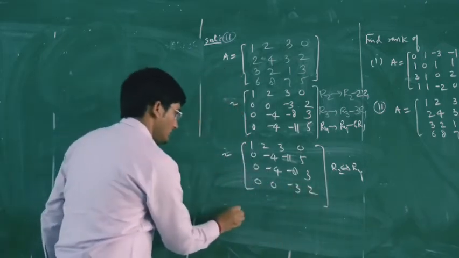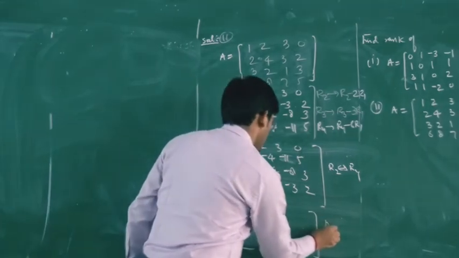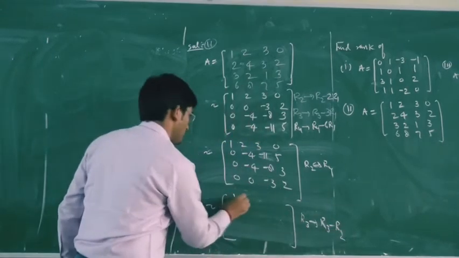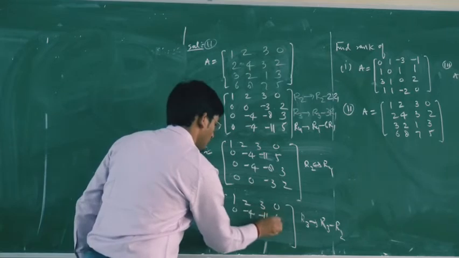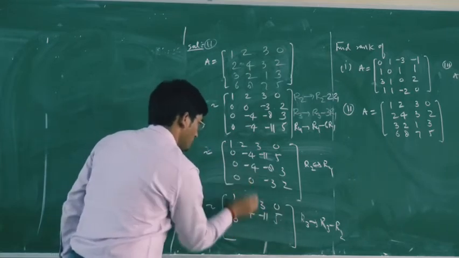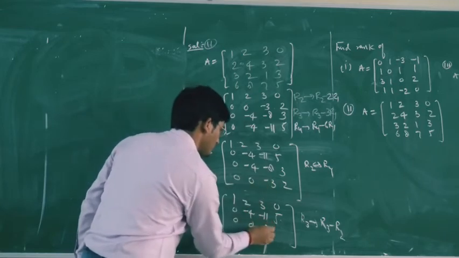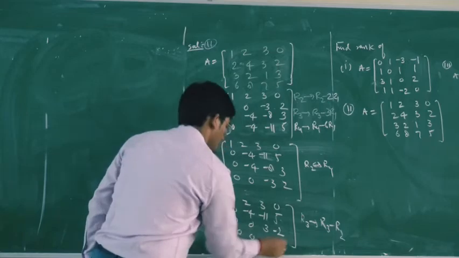Now this is equivalent to, now your R3 minus R2 will be equal to 1 2 3 0. So 0, minus 4, minus 11, 5. Then this will be minus 4 minus 4 will be 0. Then this will be plus 3. Then this will be minus 2. So 0, 0, minus 3, 2.